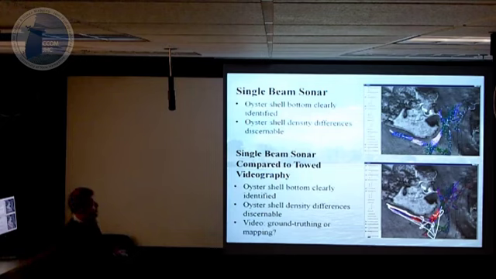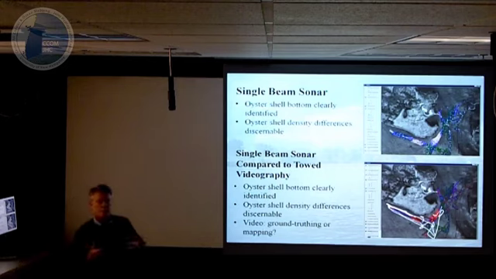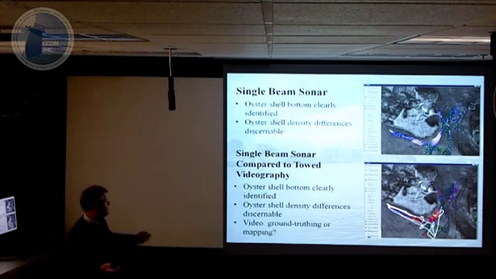the red is a high density shell, and she had I think 3 classes. But basically you compare the pink with the red, and pretty much oyster shell bottom clearly identifies. No trouble for the single beam, no trouble for the video. The differences were clearly discernible.